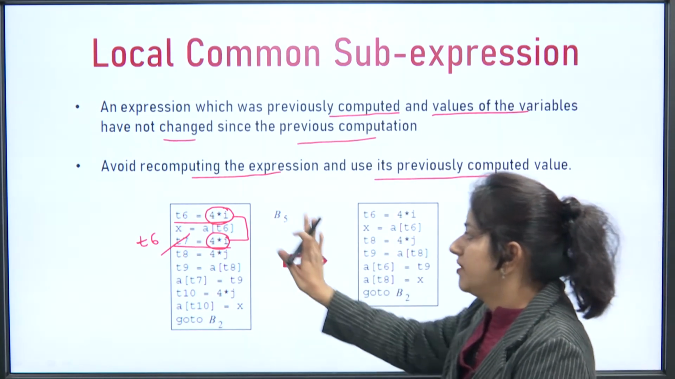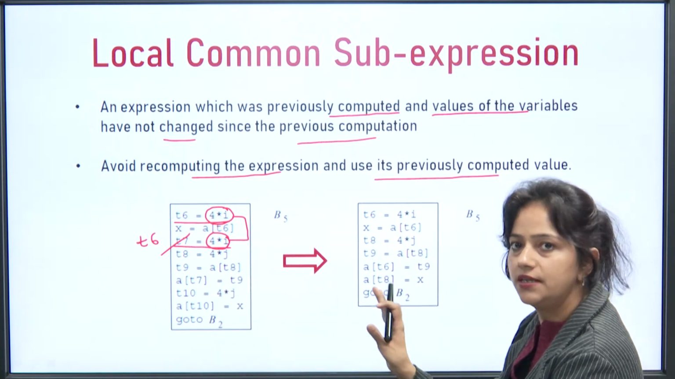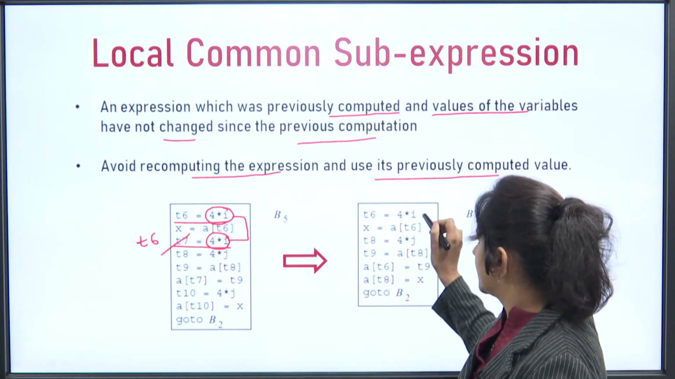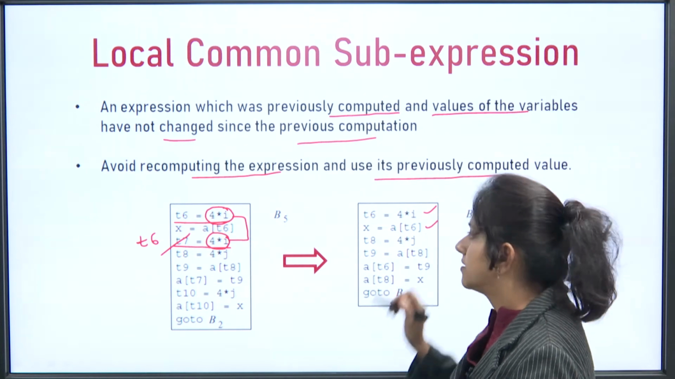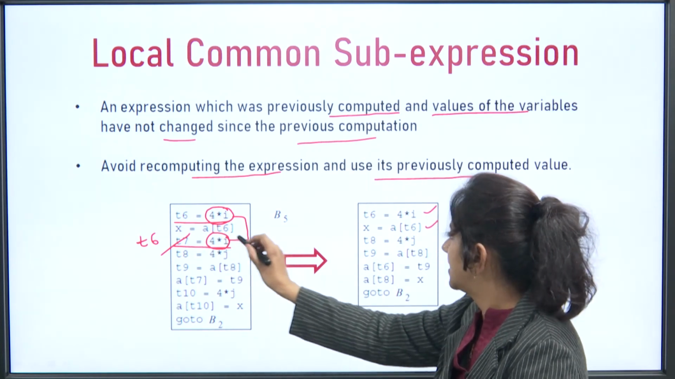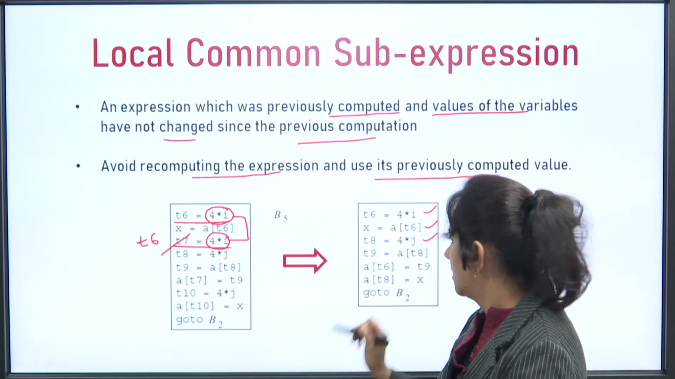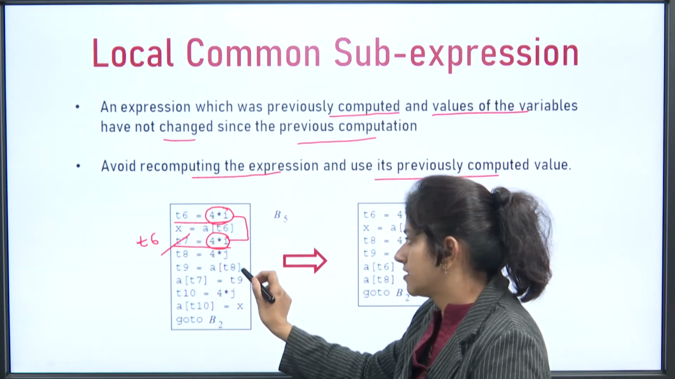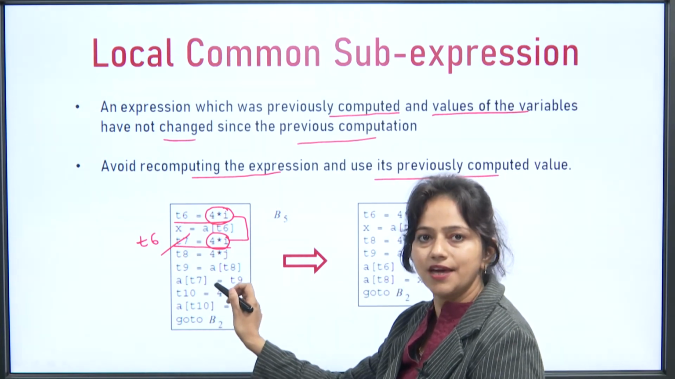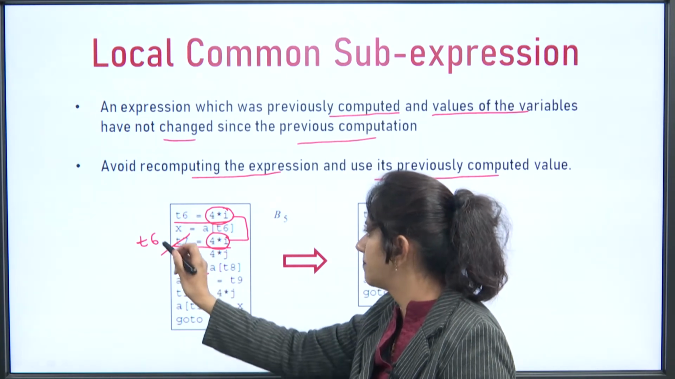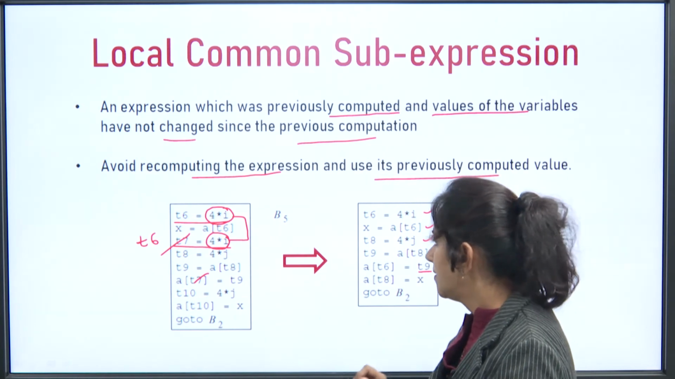So we can eliminate this local common subexpression. Local means within the block; we are finding common subexpressions within the block. Here T6 is equal to 4 into i, now x is equal to a at T6. We eliminated this instruction. Now we copy T8 is equal to 4 into j, T9 is equal to a at T8. Now a at T7 should be replaced by T6, so this is a at T6 is equal to T9.